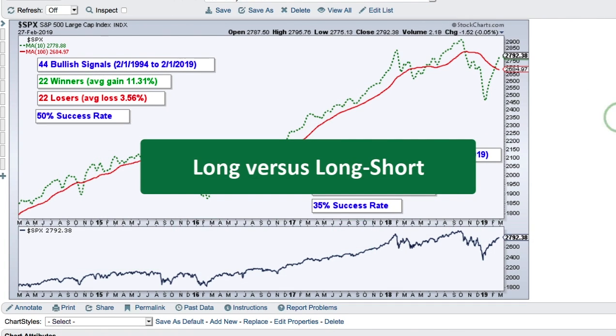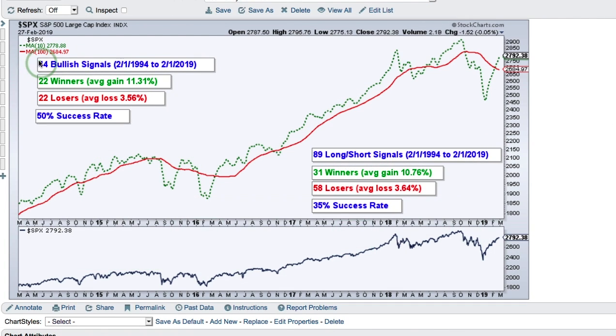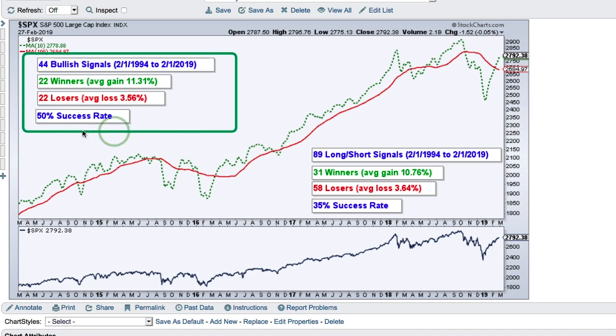Here's the 10-100 moving average cross, and to recap, there are the bullish signals with a 50% success rate, and then you get twice as many signals when you go long short, and your success rate drops to 35%. That's usually what happens when you add short positions to your mix.